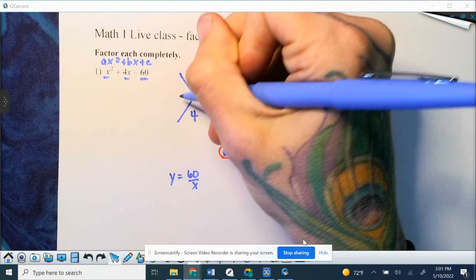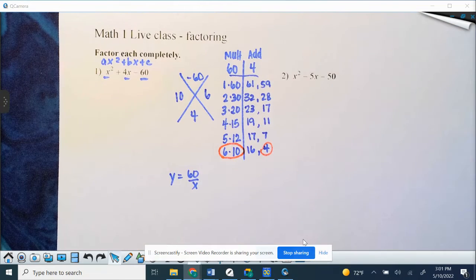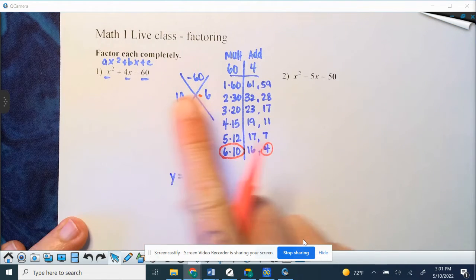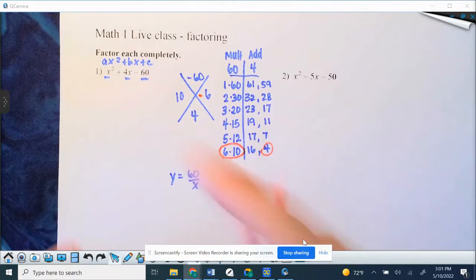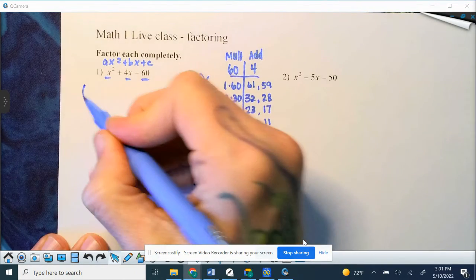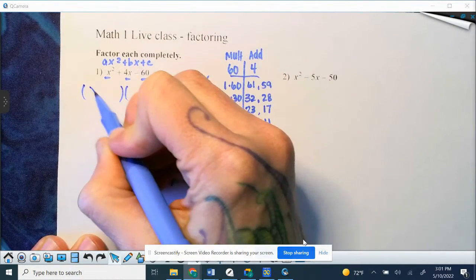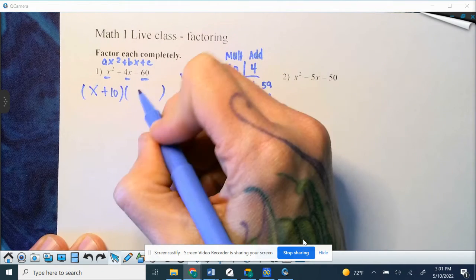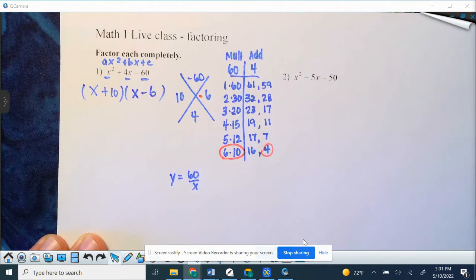So I'm going to put the big one in the front, small guy in the back. I need a negative 60, but I need it to add together to give me a positive 4. So where will I put a negative? On 10 or 6? Yeah, it's got to be a negative 6 because that means I had $10, I spent 6, I still have 4. And then from here, you're going to open up your set of parentheses, x plus 10, because we know it's a positive 10, x minus 6. And now you have factored that trinomial.